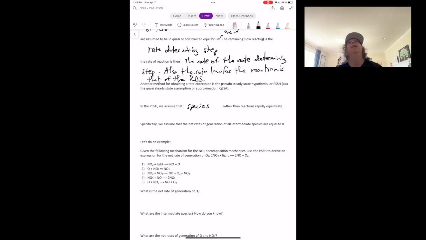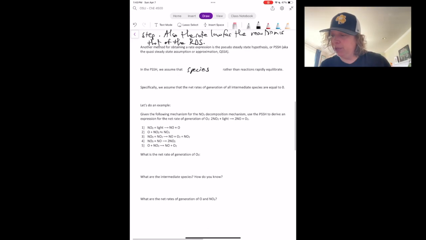That doesn't mean that the PSSH method can't be used for catalytic reactions. In fact, it's used quite frequently to estimate the performance of catalytic reactions. That's because the nice thing about the pseudo-steady state hypothesis is that we're not making any assumptions about the rate determining step. So another use of the PSSH method is when we want to assess a reaction mechanism without making those assumptions. So just different reasons for using different models.